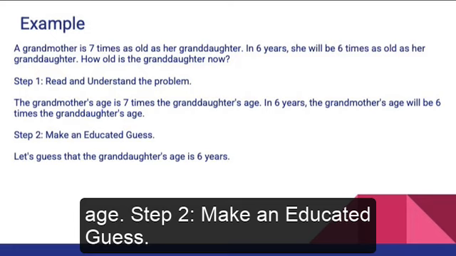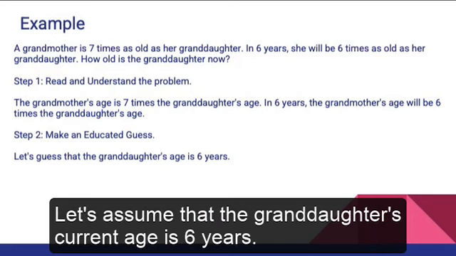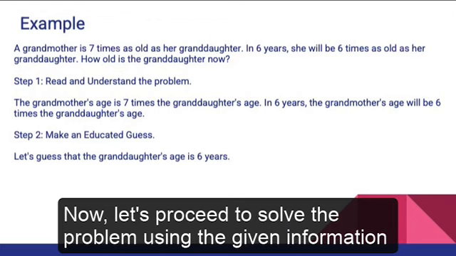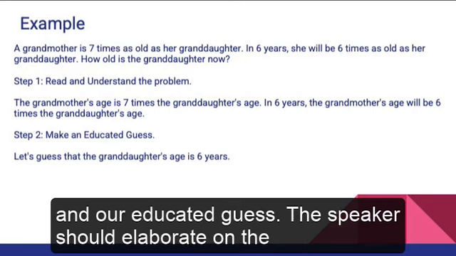Step 2. Make an educated guess. Let's assume that the granddaughter's current age is 6 years. Now let's proceed to solve the problem using the given information and our educated guess.